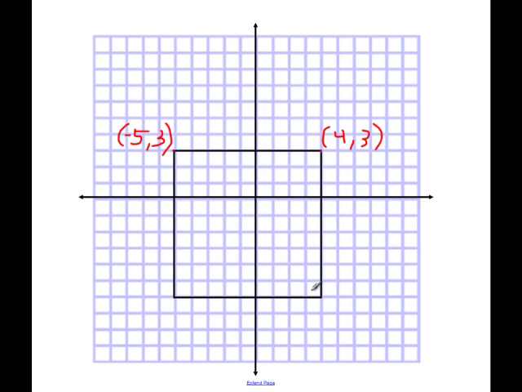Do the same thing for all 4 of the corners of our shape. All right, this one would be what? (4, -6). Right, 1, 2, 3, 4, 5, 6. And this one's going to be (-5, -6). Right, so there are 4 coordinates for our square.